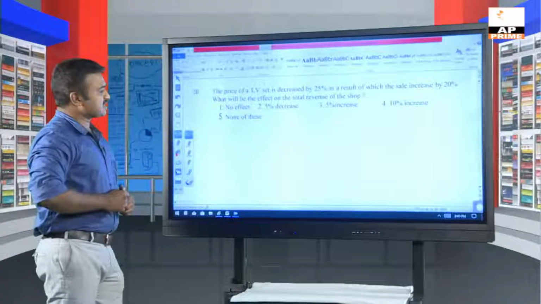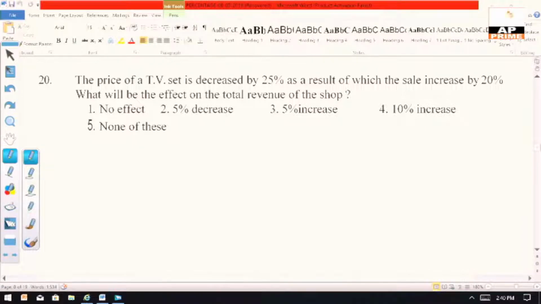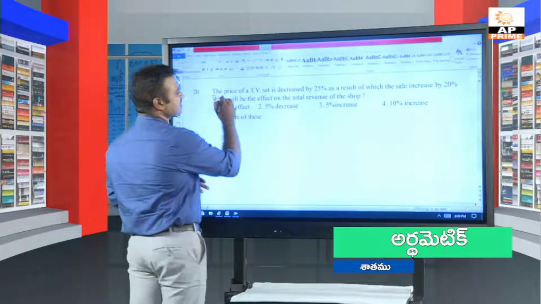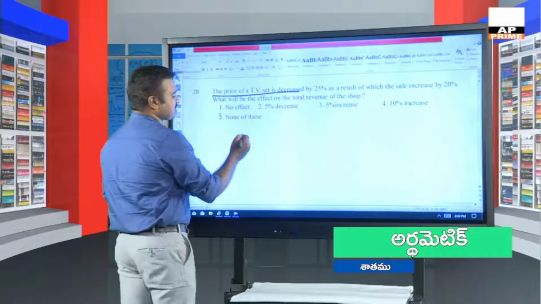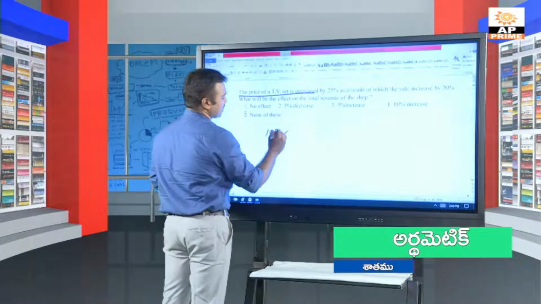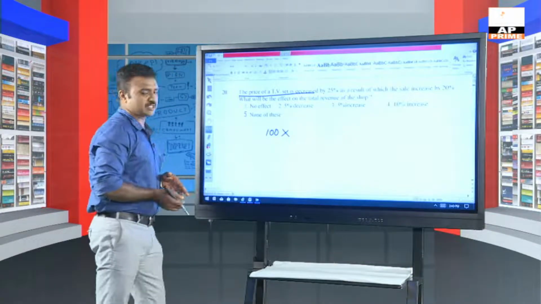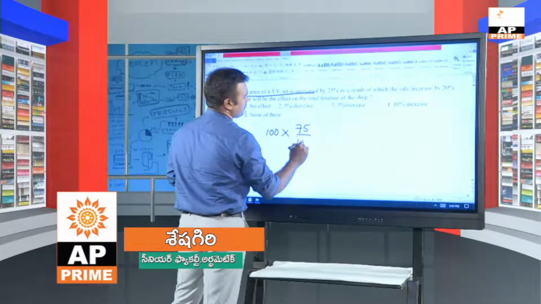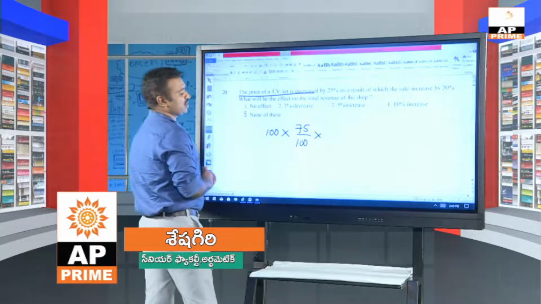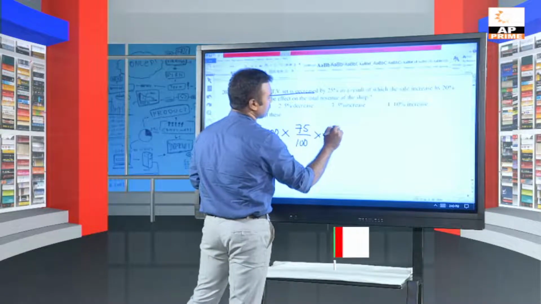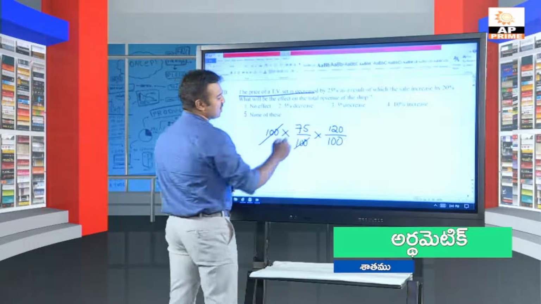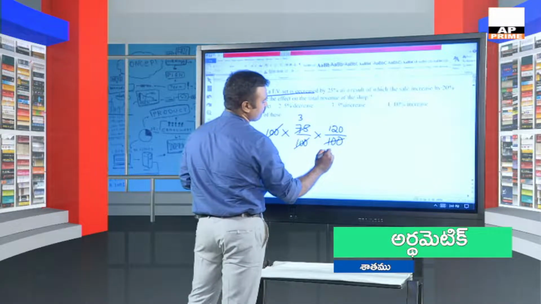Next, the price of a TV set is decreased by 25% as a result of which sale increased by 20%. What will be the effect on total revenue? Same, as we don't know the cost of a TV set, I take it as 100 rupees. Decreased by 25%, that is 75/100. And sale increased by 20%, that is 120/100. So I am cancelling this 100. The 25 table here cancel 3 times, the 25 table here cancel 4 times.